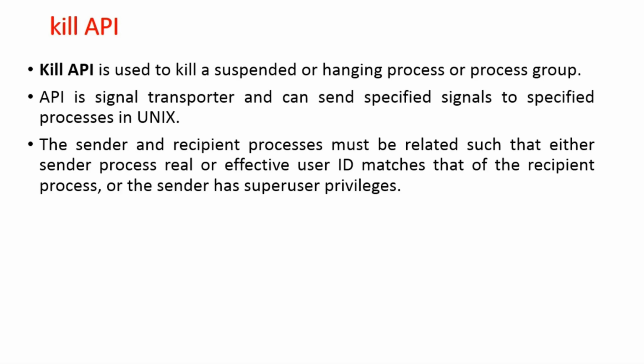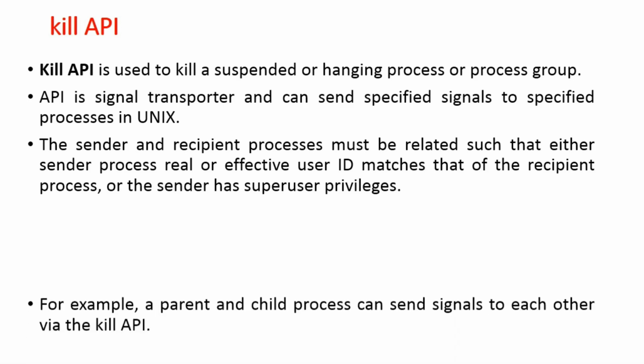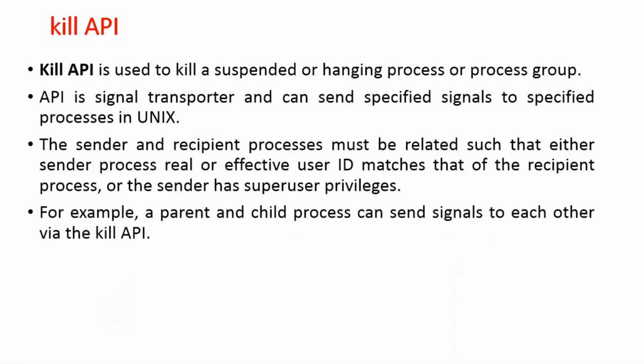Here, the client and server, or the sender and receiver, should have the same process ID, and you should have superuser privilege. Only then can you call the kill API in your program to send a signal to a particular process to kill it. For example, a parent and child process can send signals to each other via the kill API, because these two processes belong to each other and are related, so they can use the kill API to send a signal to each other.